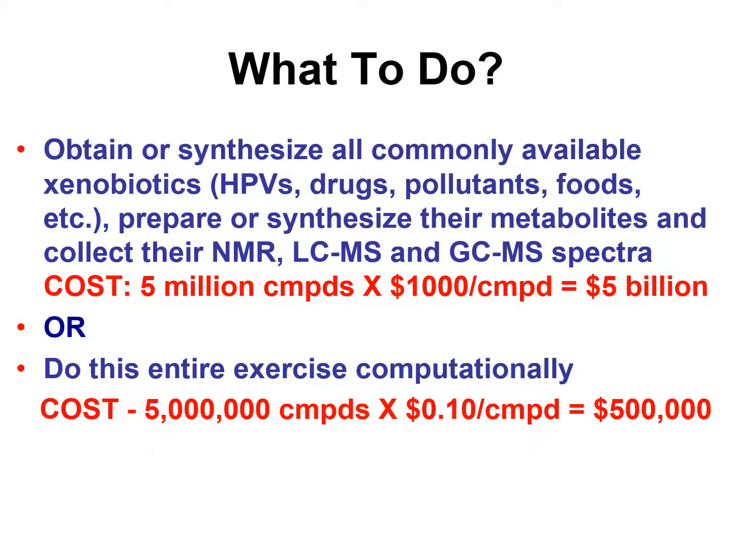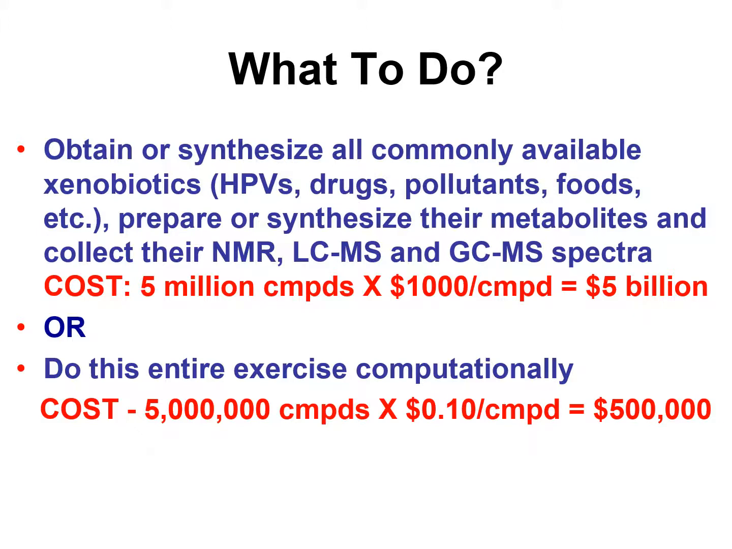So if we take 5 million, multiply it by 1,000, we're looking at a cost of about $5 billion to essentially characterize the entire human metabolome. That will never be funded. It'll never be supported. It's probably also not even feasible. So the alternative that we're left with is to try and do the same exercise computationally. And in fact, that is probably more reasonable.